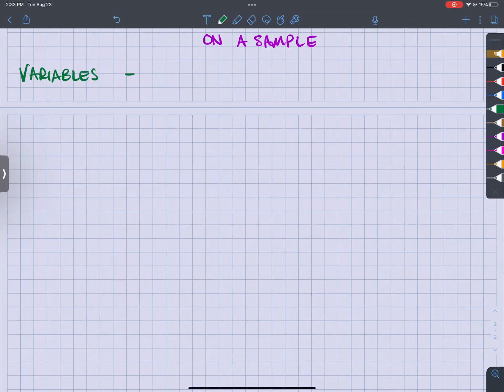Variables. The characteristics of the individual.